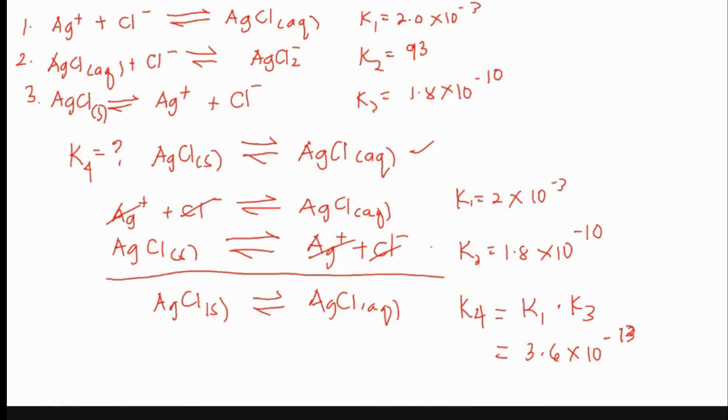Another problem. Find the K for AgCl2 negative and then AgCl plus chlorine ion. So we have the unknown, which is AgCl2 negative, and then AgCl plus chlorine ion. So, we need to reverse the given reactions.